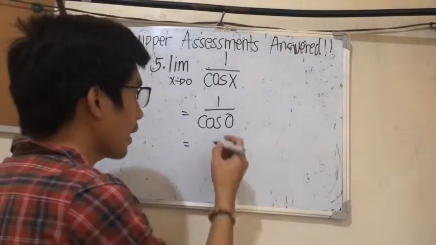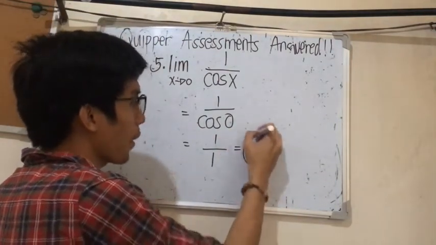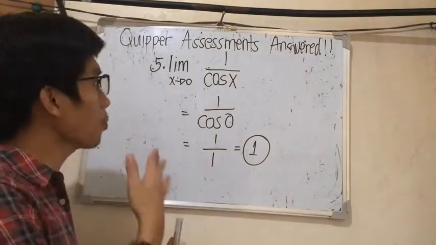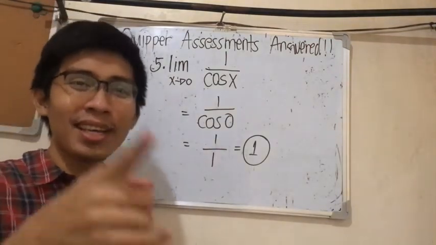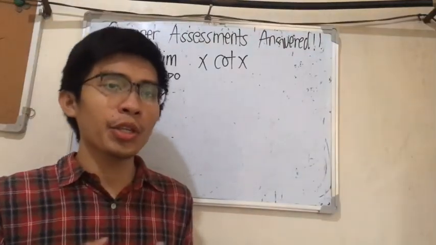And we know cosine 0 is equal to 1. So that is 1 over 1, and 1 over 1 is 1. Therefore, the answer for this problem is 1. Did you get it right? Very good. That's great.